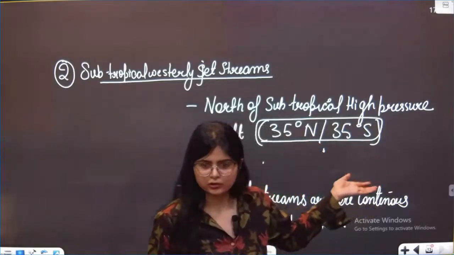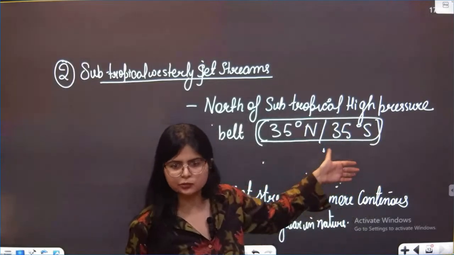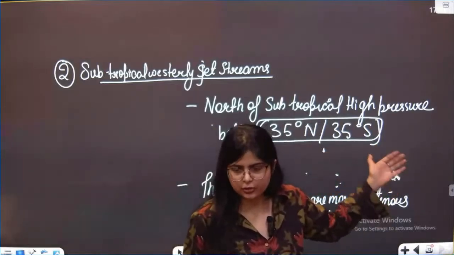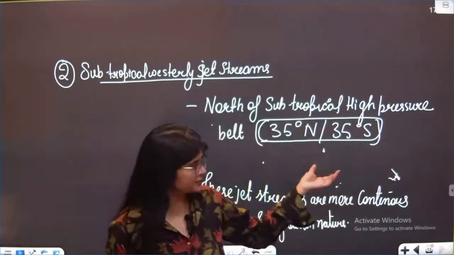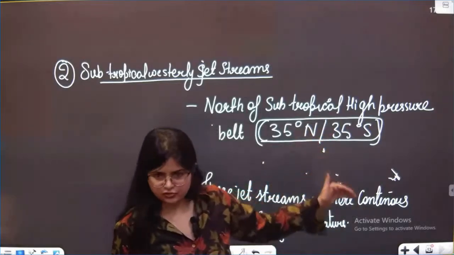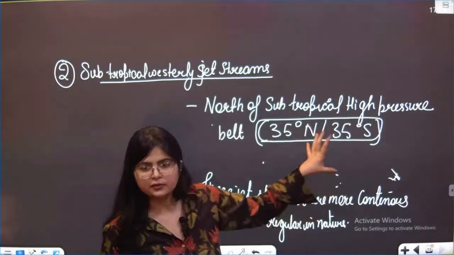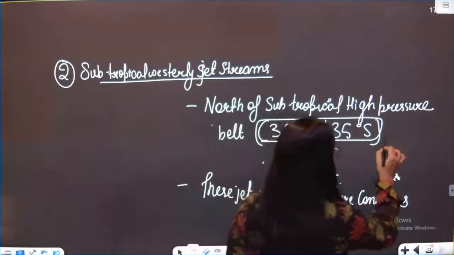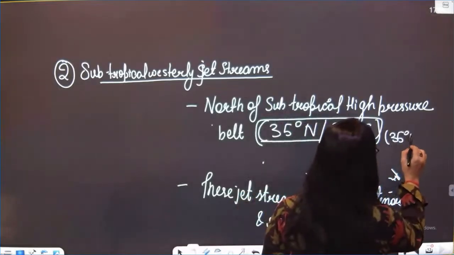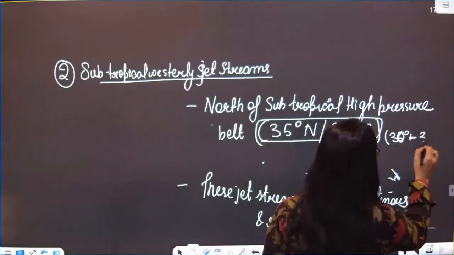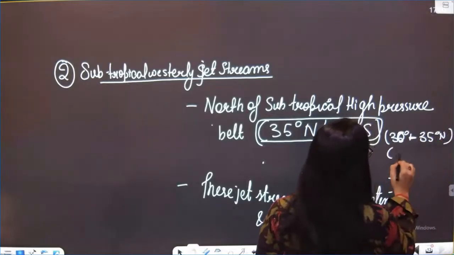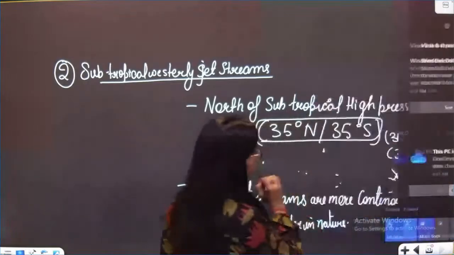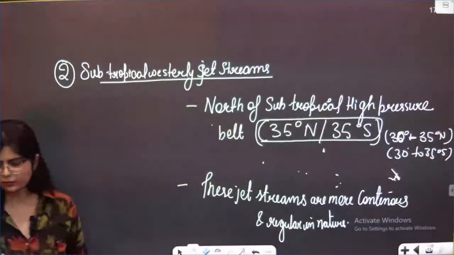They can vary also, right? It can also be between 30 to 37. This is just an average latitude which I have given to you, right? When we do the ITCZ, then we'll understand how it changes, but we are not doing that topic right now. So you have to just understand that this is 35 degree. It can also vary between 30 to 35 degree north and 30 to 35 degree south. Okay. Please write down.